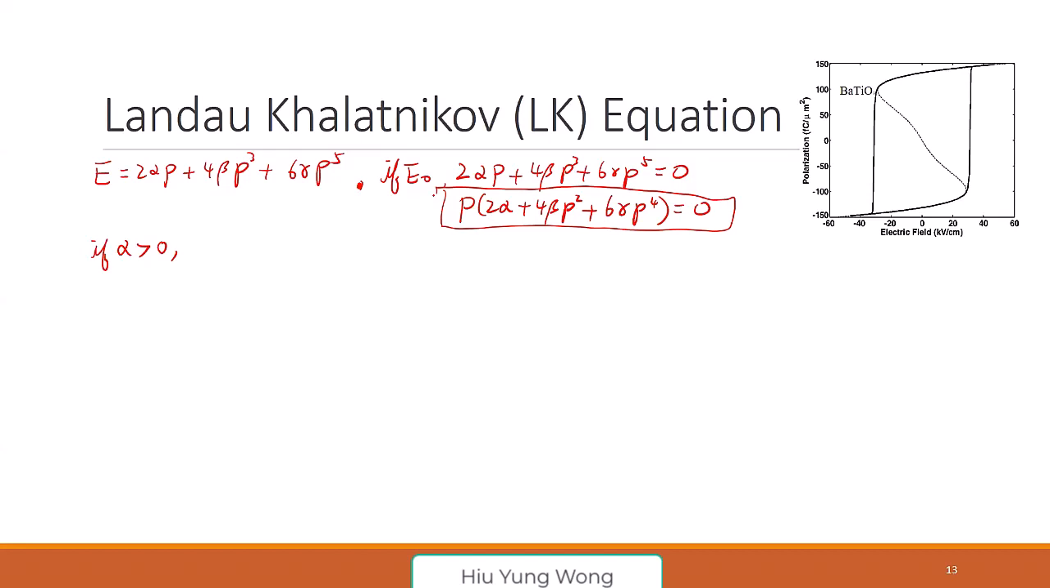We kind of forgot all we learned in middle school. Something times the bracket equal to 0. Then what does it mean? Either of them will be 0, right? So what are the solutions?